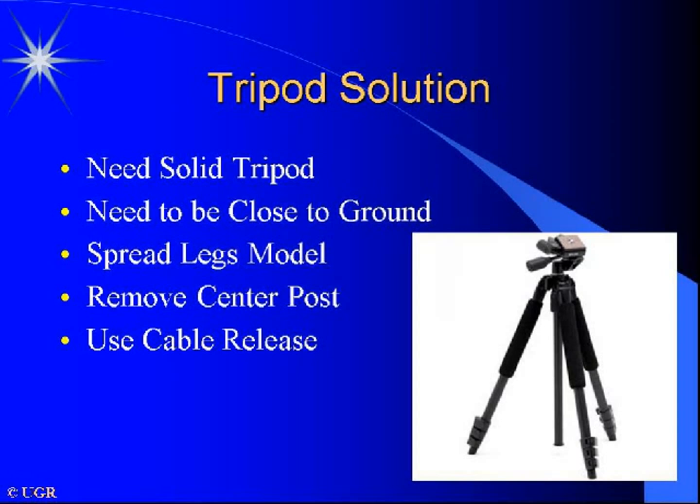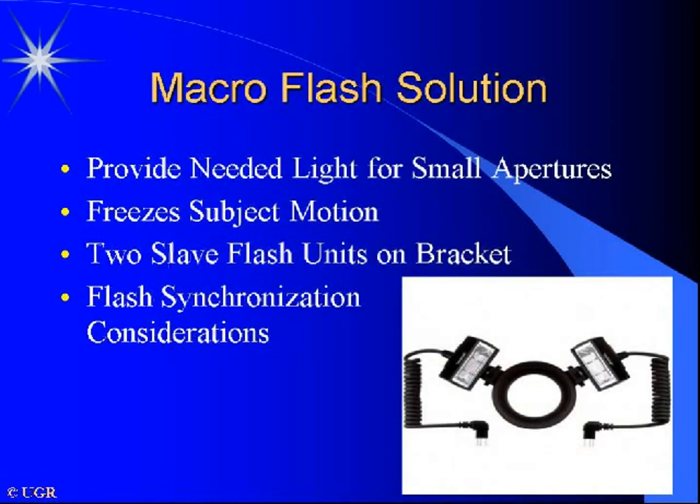And if you are using a tripod to cover some very slow shutter speeds, make sure you use a cable release so that it won't jiggle the camera while you're pressing on the release button. So that's the tripod you need to consider.